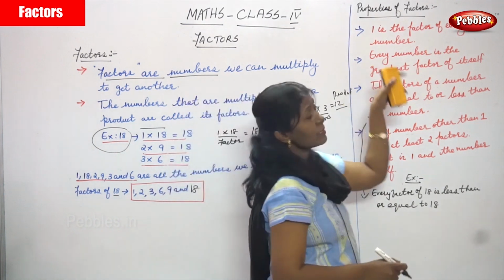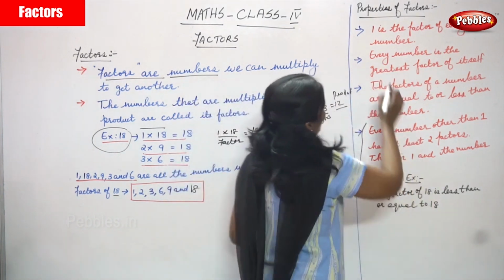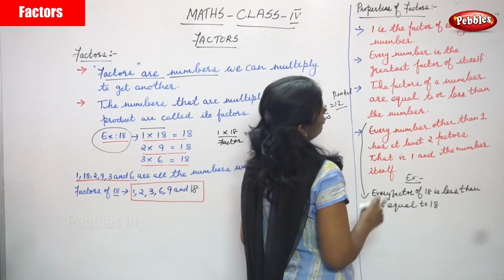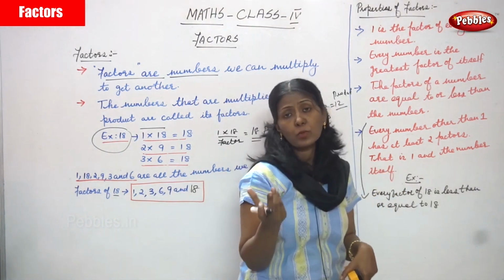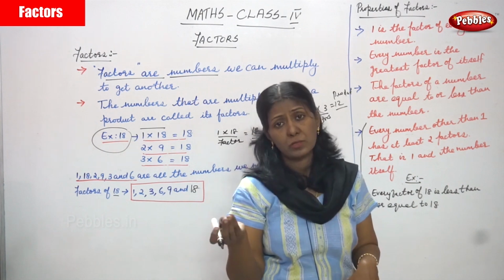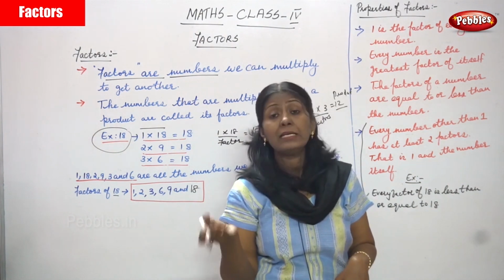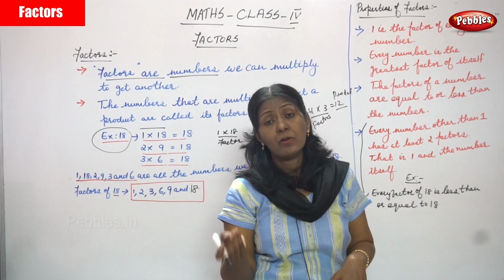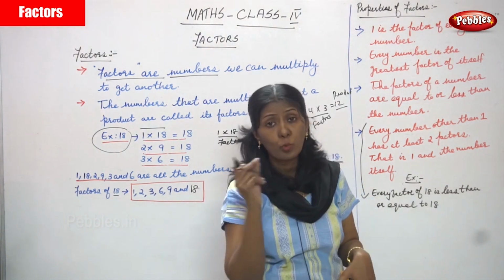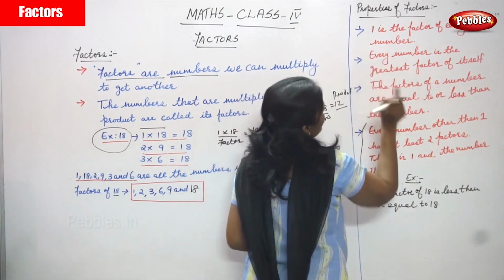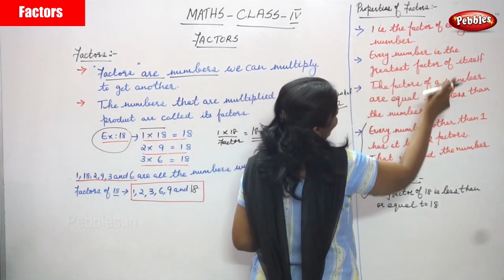So now we are going to see the properties of factors. First property: 1 is a factor of every number. Whatever number you take, for example 16, 1 into 16. For example 14, 1 into 14. For example 15, 1 into 15. For example 10, 1 into 10. For example 5, 1 into 5. So 1 is a factor of every number, and every number is the greatest factor of itself.